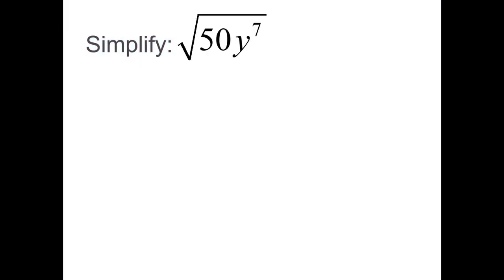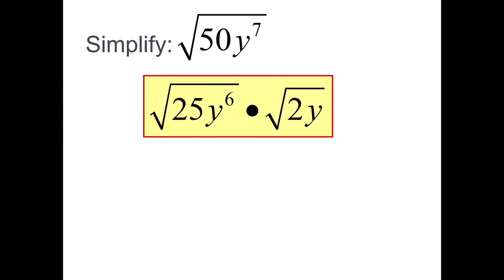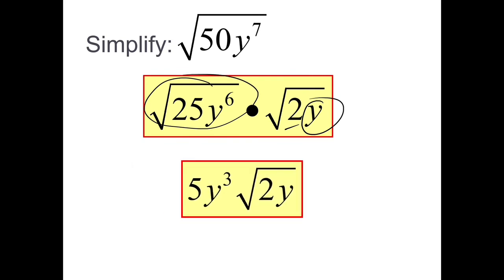Next, square root of 50y raised to 7. Ayan, again, we have to make it even. And isip tayo ng factor ni 50 na merong perfect square. And that is 25. Pag-iwalayin natin, square root of 25y raised to 6. And then ilalagay natin yung isang natirang y dito. Kasi ito yung factor niya, isa pa. Times square root of 2y. So, pwede na natin itong ilabas, itong buo na yan. It will become 5y cubed square root of 2y.